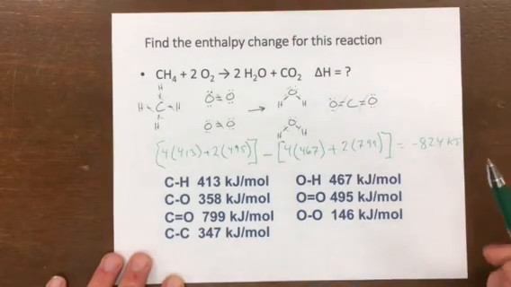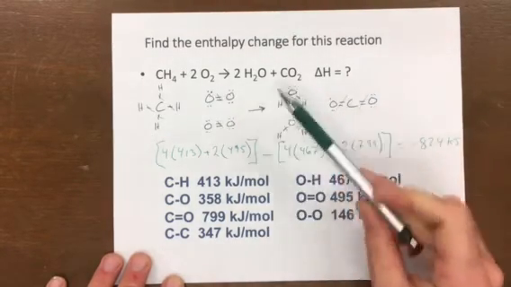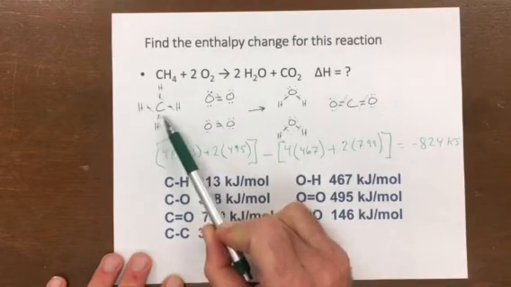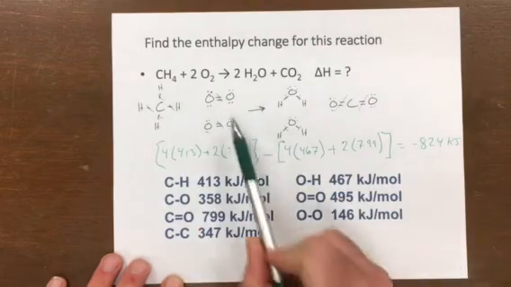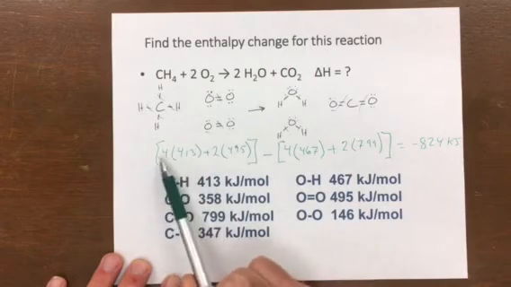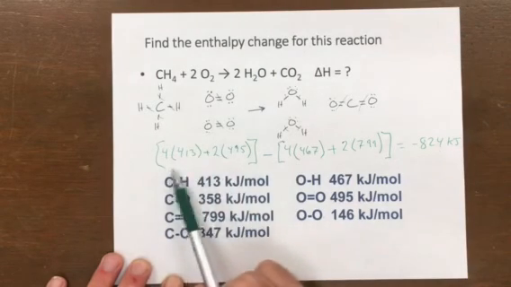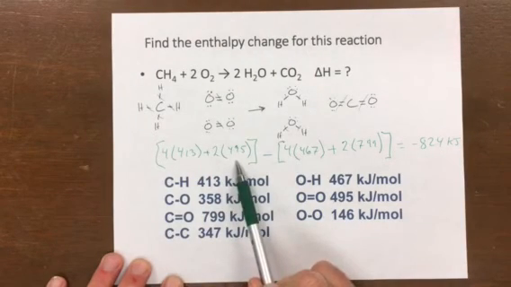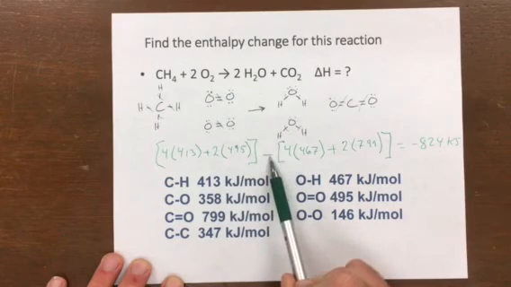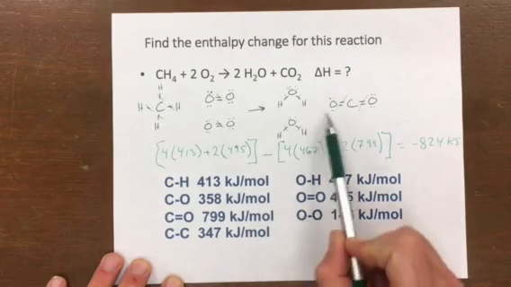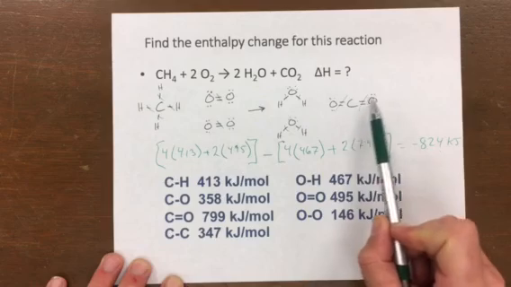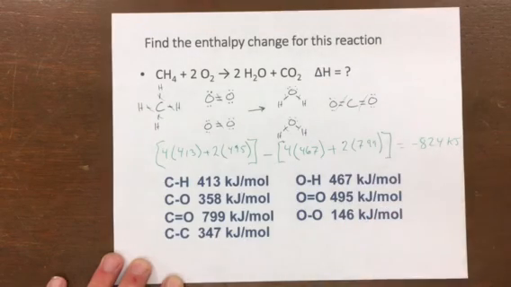So remember, the steps are to draw out the Lewis dot structure so that you can see how many bonds you have and what type of bond you have. All the bonds that need to be broken, that part's going to be positive because it takes energy to break those bonds. That part's endothermic. And then the exothermic part, the part that's negative, is all the new bonds that are formed, because when new bonds are formed, energy is going to be released.